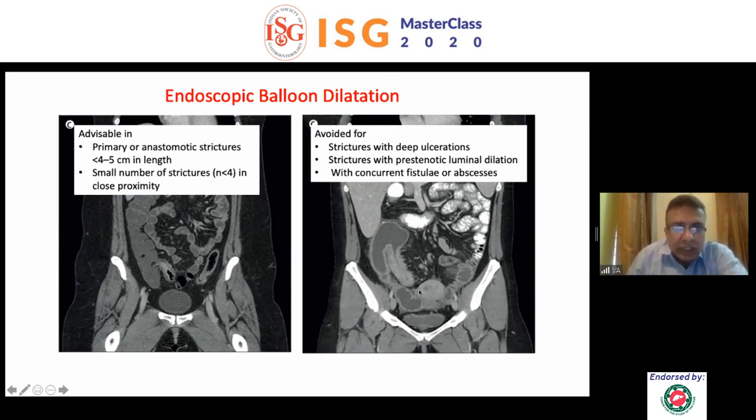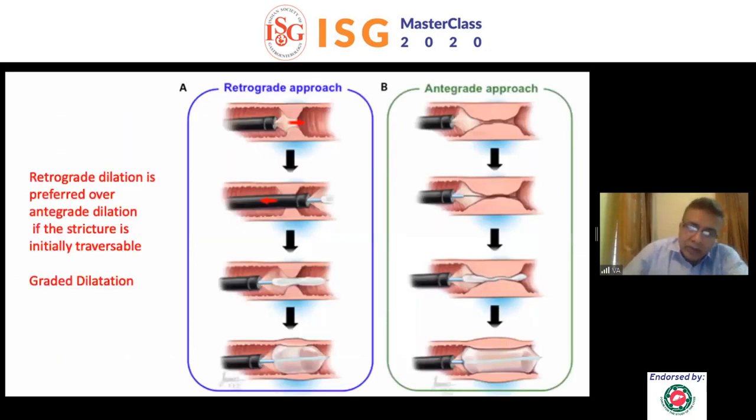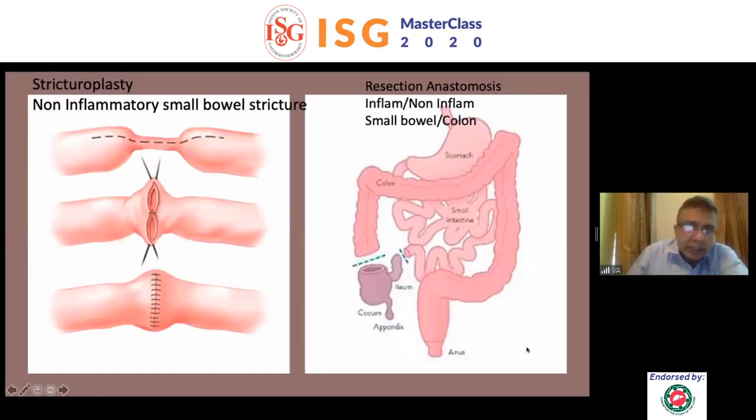If it is a long stricture, multiple strictures, stricture with a lot of inflammation, deep ulcers, pre-stenotic luminal dilatation, concurrent fistula, they are not good for endoscopic balloon dilatation. You should not attempt that. And when you do endoscopic balloon dilatation, there are 2 approaches, retrograde and antegrade. Retrograde is that if the scope is passable through the stricture, then you cross the stricture and dilate while pulling back the balloon, which does not occur in the majority of cases. So in the majority of cases, you end up doing antegrade balloon dilatation.